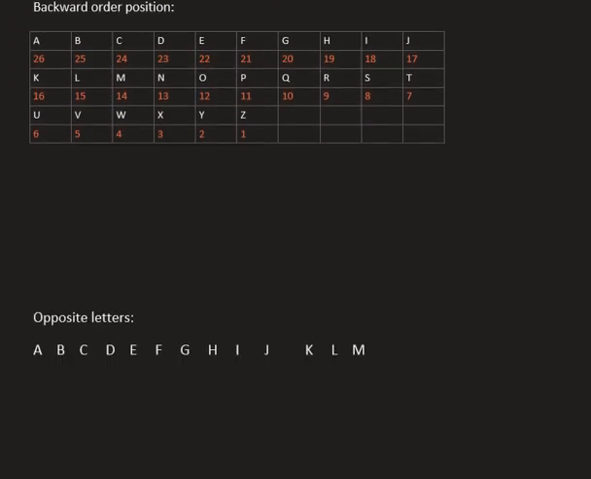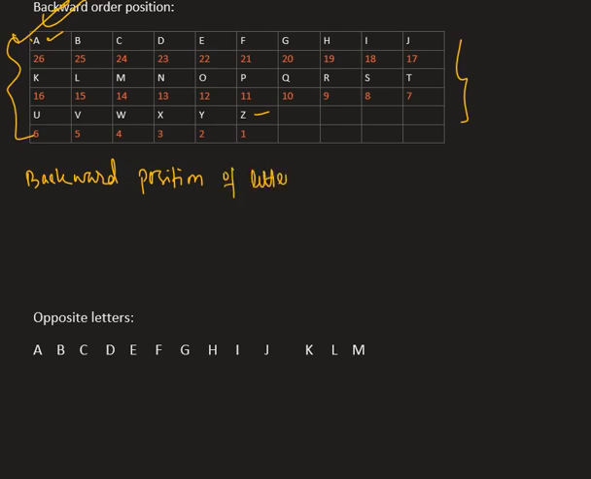Now come to the next topic, that is backward order positions. We also have to remember the backward order positions, that is the first position is given to Z and the last position is given to A. Students find it difficult to remember backward order positions, but if they keep forward order positions of letters in their mind, they can easily calculate the backward order position of a letter, as the backward order position of a letter is equal to 27 minus the forward order position of the letter.